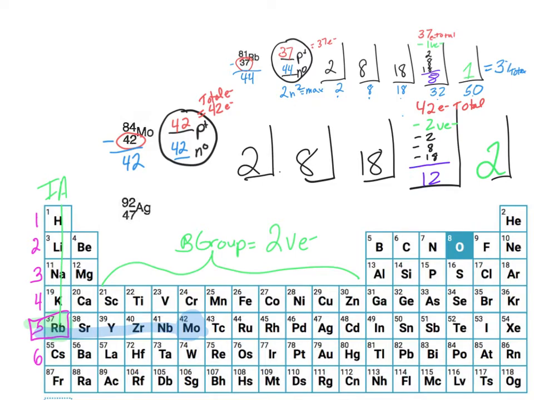So let's calculate that we have the correct total. We have 2 plus 8 plus 18 plus 12 plus 2, and that is a total of 42. Nothing's gone over the maximums. Maximums again are 2n squared, so that's 2, 8, 18, 32, and 50, and nothing is over that.